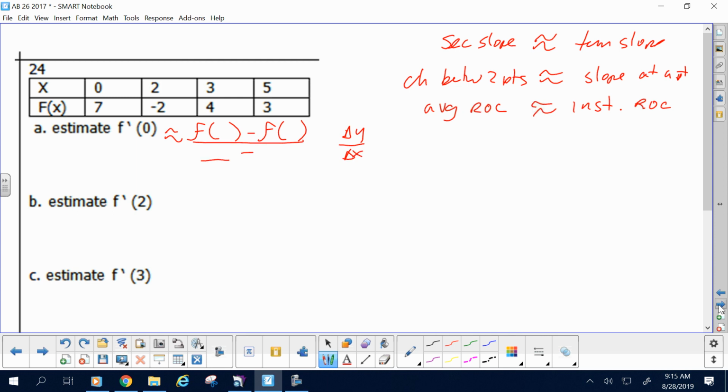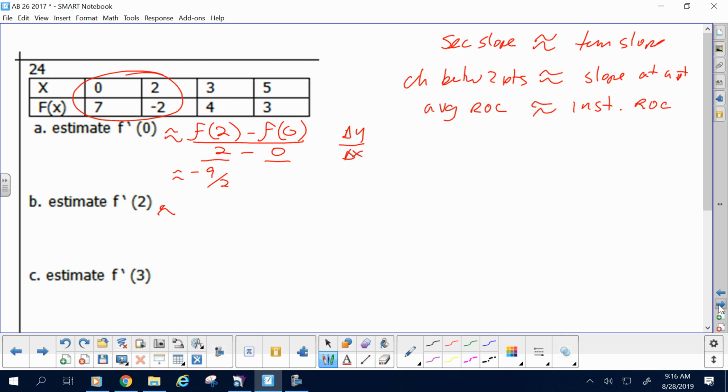And your goal is to say, all right, what two points? Well, the rules of the game are you got to take points as close as you can to the one they ask about. So if they ask, what's the rate of change at zero? What two x's are as close to zero as possible? Does it matter if I go f at 0 minus f at 2, or f at 2 minus f at 0, or it'll come out the same as long as I am consistent top to bottom? It'll come out the same. All right, so if I go 2 minus 0 and 2 minus 0, then what's f at 2 minus f at 0 in the numerator? Negative 9 over 2.